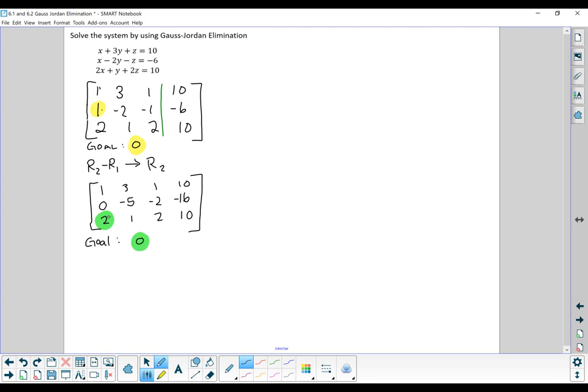So to get a 0 here, I'm going to add -2 times row 1 to row 3, changing row 3 only. So I'm going to write in row 1 and row 2 because those two are not changing. And now we can change row 3. So if I do -2 times 1 plus 2, that gives me 0. That was my goal. Now I just have to do that with all the other columns.